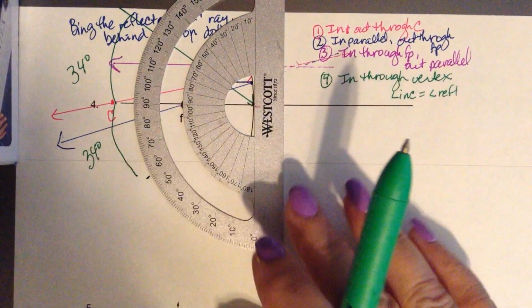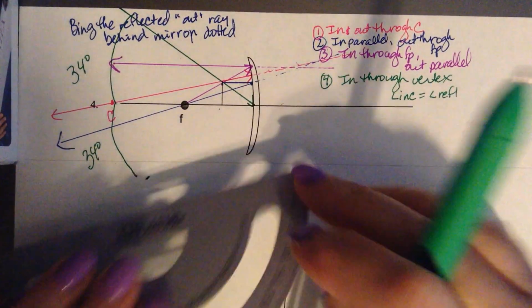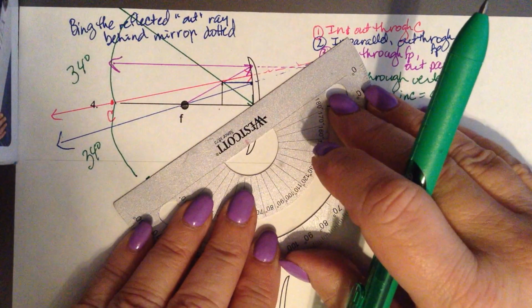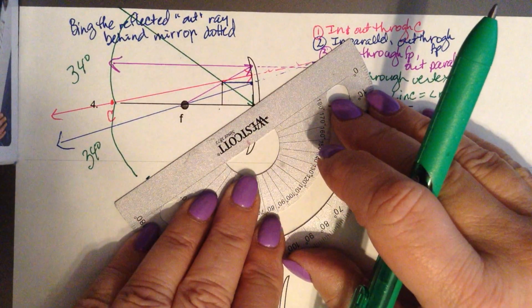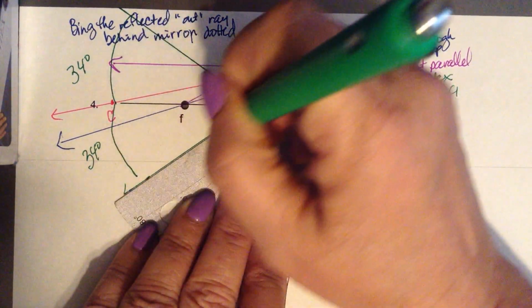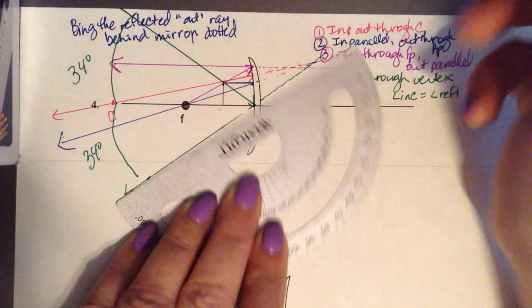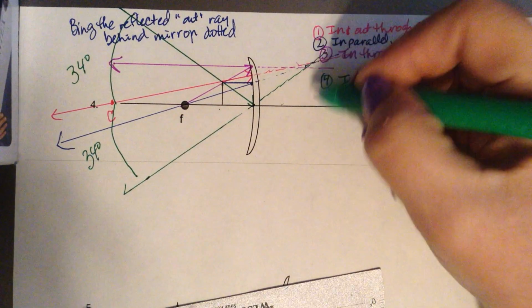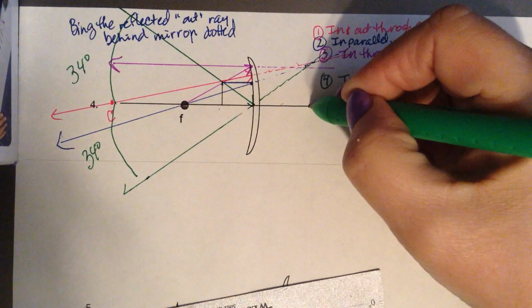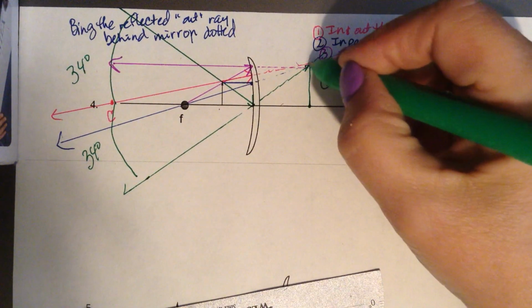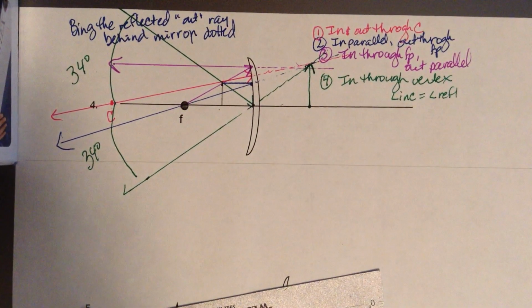Okay, as long as you get within 2 degrees of my angle measurements, you're fine. And then we will come out. We're going to line up the vertex with where we made our mark. Zoom. And then we will bring that back behind the mirror. And we're going to connect our principal axis with where they met up. And there's our image.